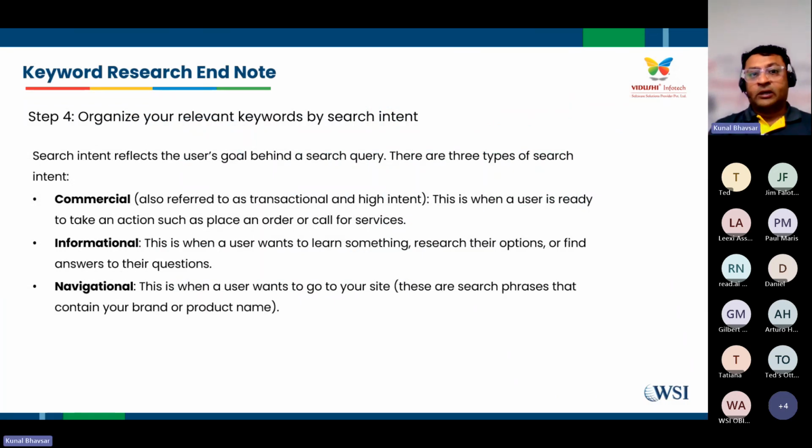Organize your relevant keywords by search intent. Intent reflects the user's goal behind the search query. There are three types of search intent. Commercial keywords, which are ideal to target on landing pages. Informational keywords, which are ideal to target on blog or article posts. Navigational keywords, which are ideal to target on category pages.